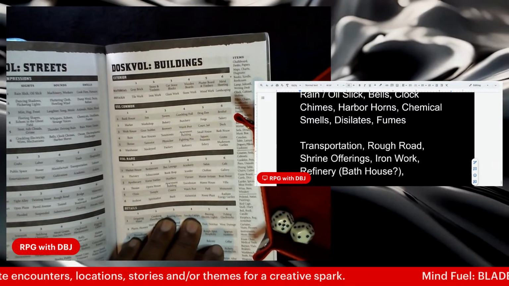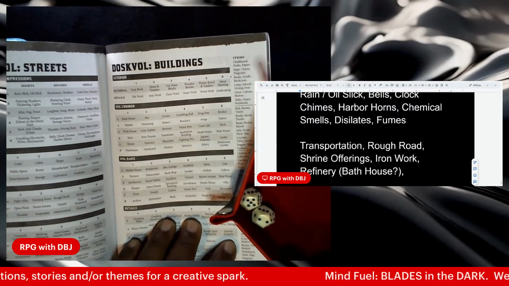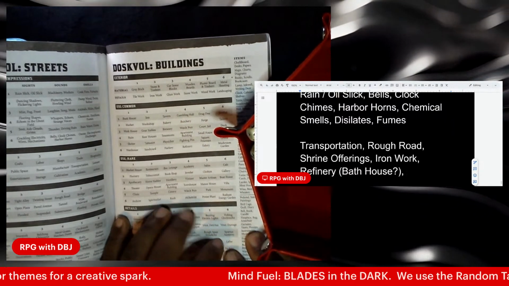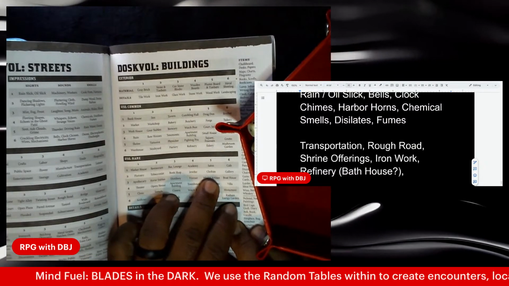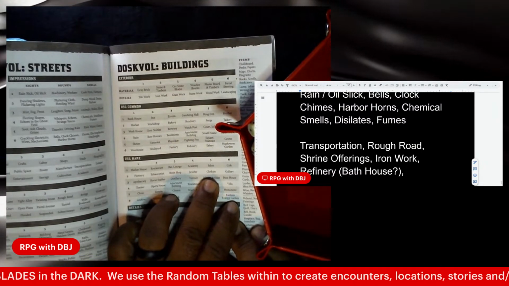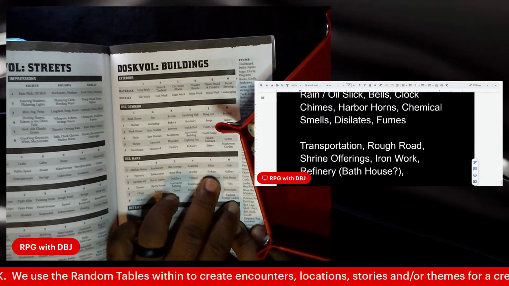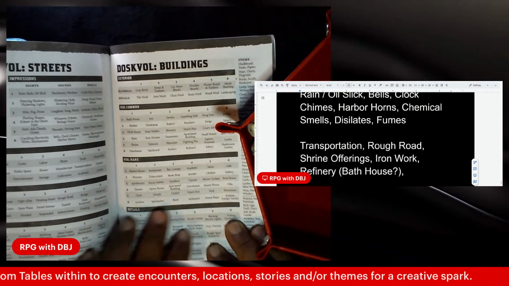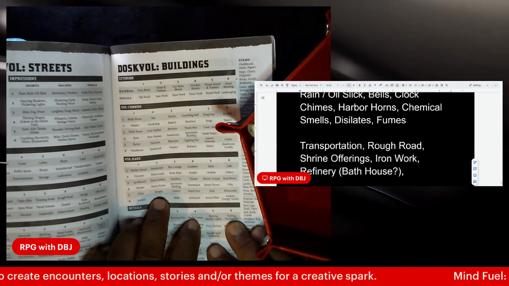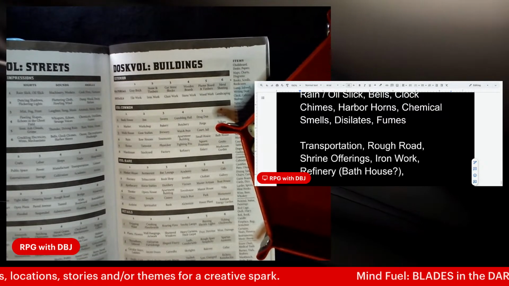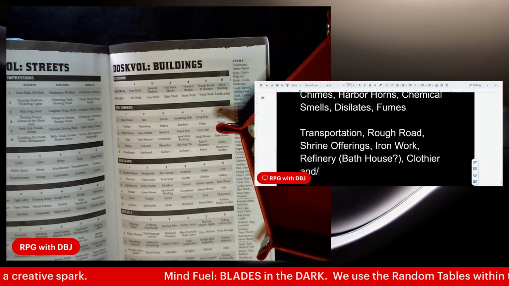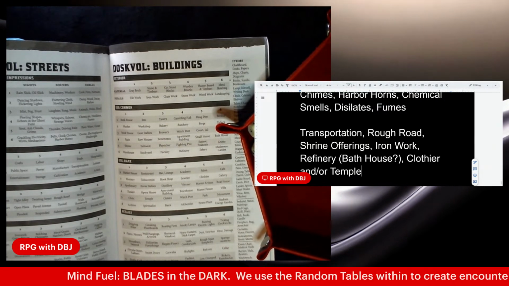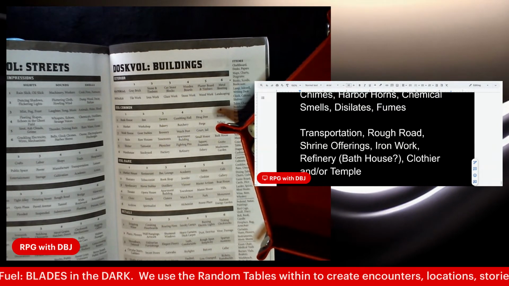Now we've got rare uses. We're going to roll 2d6 for vertical and horizontal. I rolled a 5 and a 2. We'll check both of those, and we'll go with 2 and 5. A clothier. Okay, that's a rare use, clothier, but we could still use that prompt. Or we can go 5 and 2, and that's temple. So we've got a clothier and or temple. And it says rare use.